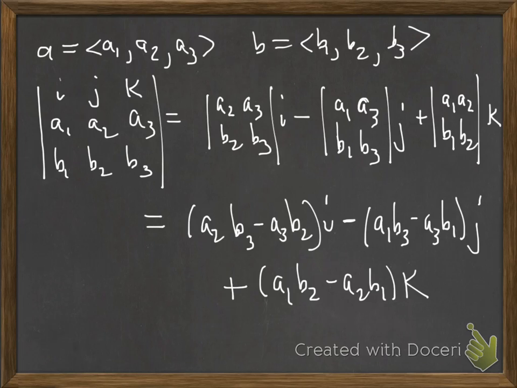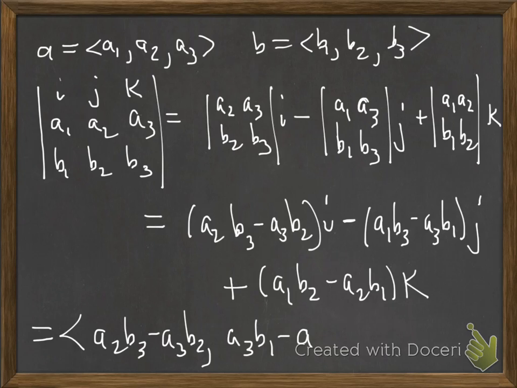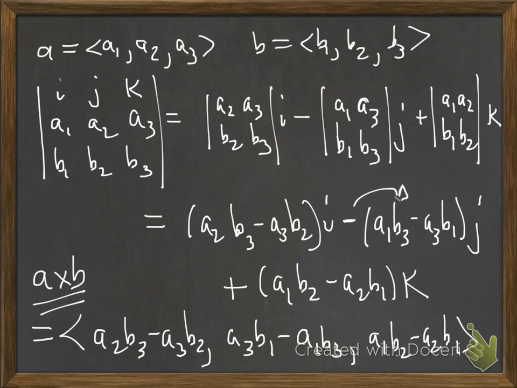And this is precisely the vector A2 B3 minus A3 B2, A3 B1 minus A1 B3, you see the sign distributes here, and A1 B2 minus A2 B1. And that is the definition of the cross product.